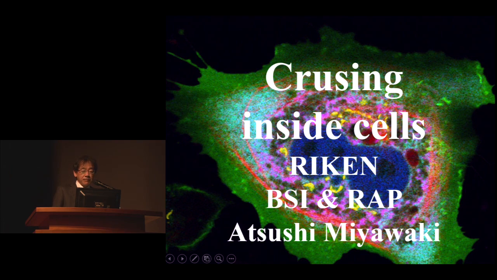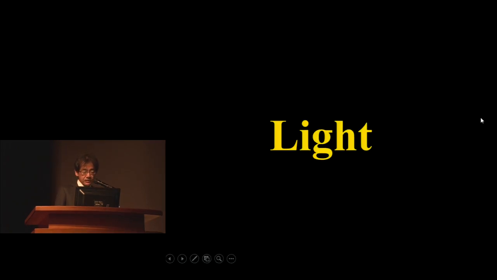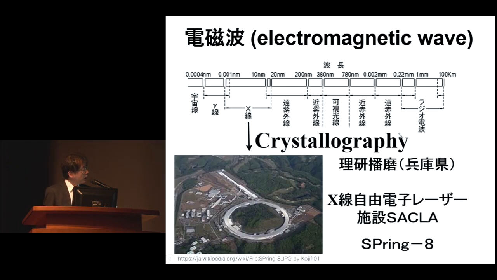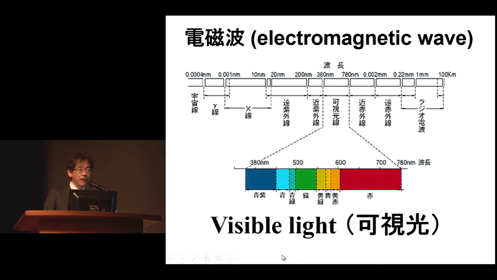So today, my talk will be the interplay between light and life. Okay. So what is light? Light is electromagnetic waves, and life sciences always try to make the best use of light for many different purposes. For example, we use X-ray beam for crystallography and infrared light for vibrational spectroscopy. But most biologists use visible light.